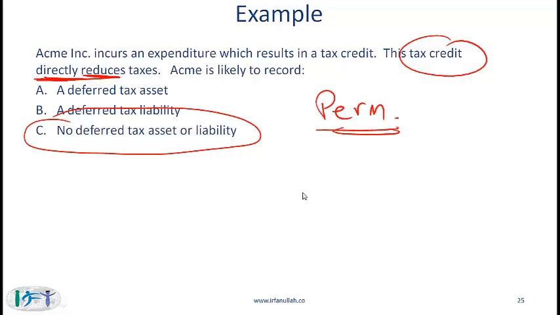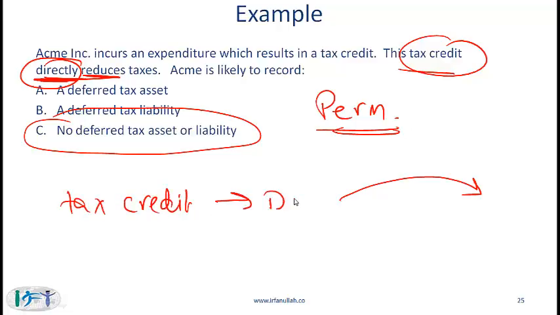What we have been talking about on the previous slides is situations where the tax credit or tax loss carry forward does not have a direct impact on taxes. It is a tax credit or tax loss carry forward that will benefit us in the future if we do have profitability. So from an exam perspective, watch out for this term. When we have a tax credit directly reducing taxes, then we do not create a deferred tax asset or liability. If we do not have this word direct, then a tax credit might create a deferred tax asset as long as it is probable that this tax credit will give us some benefit.